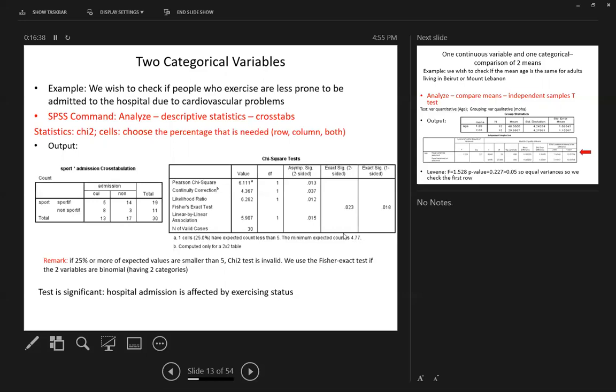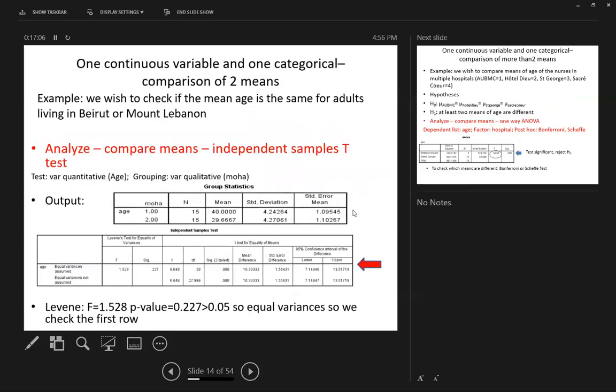So since this one is 4.77, and I have only a 2 by 2 table, and there is no room to collapse further my category, therefore I look at the Fisher exact test. This corrects for small sample size. The Fisher exact test is telling me that the association is statistically significant with p 0.23, and therefore there is a statistically significant association between exercising status, so doing sport, and hospital admission.